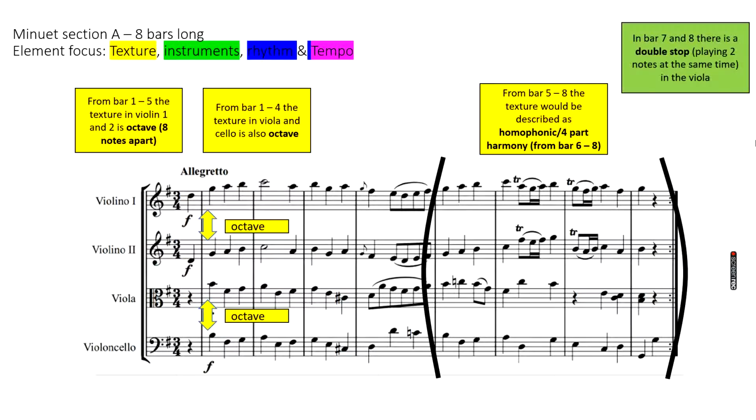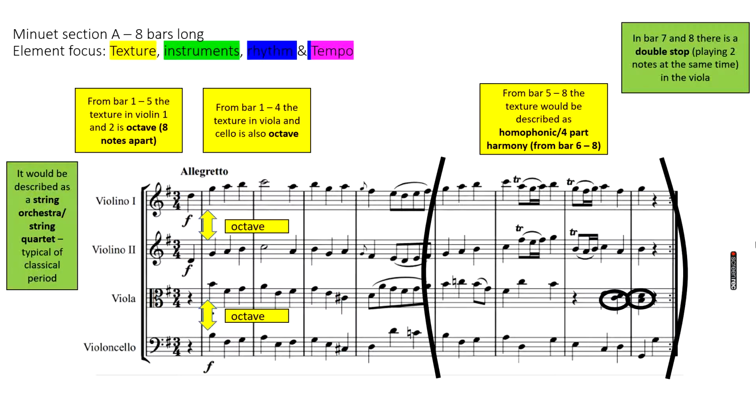In terms of instruments and how he's used the instruments, in bar 7 and 8 he's used a double stop. This means playing 2 notes at the same time, and this is found in the viola, and you can see it just like there. So we can see 2 notes played at the same time, and this is used on a string instrument, in the viola, predominantly.